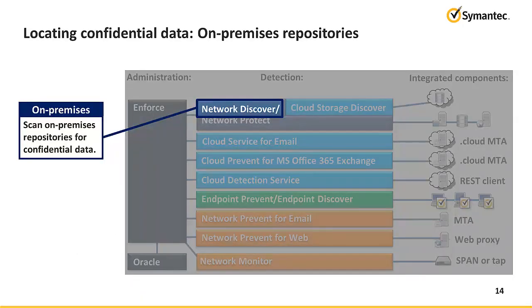Symantec DLP Network Discover lets you scan on-premise repositories for confidential files, and its companion product, Network Protect, lets you quarantine or take other actions on discovered confidential files for supported repository types. As described in the Overview of Symantec Data Loss Prevention module of the Symantec DLP Administration course, Network Discover relies on an architecture comprised of the Enforce server, one or more Network Discover Cloud Storage Discover servers, and, for some repository types, small agents called scanners, which are installed on the repository host server.